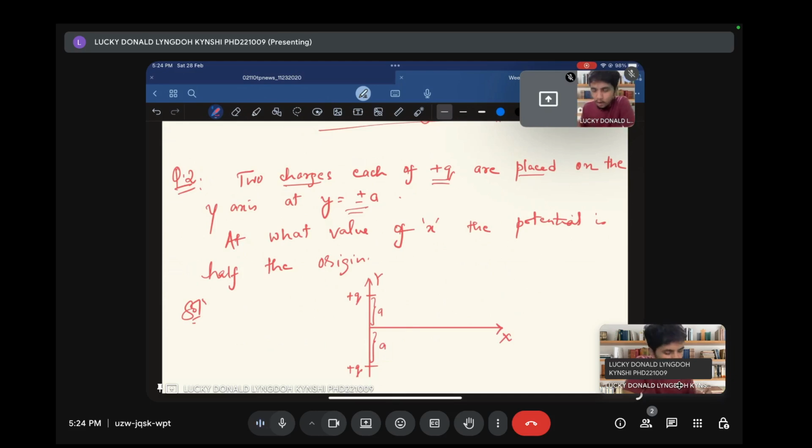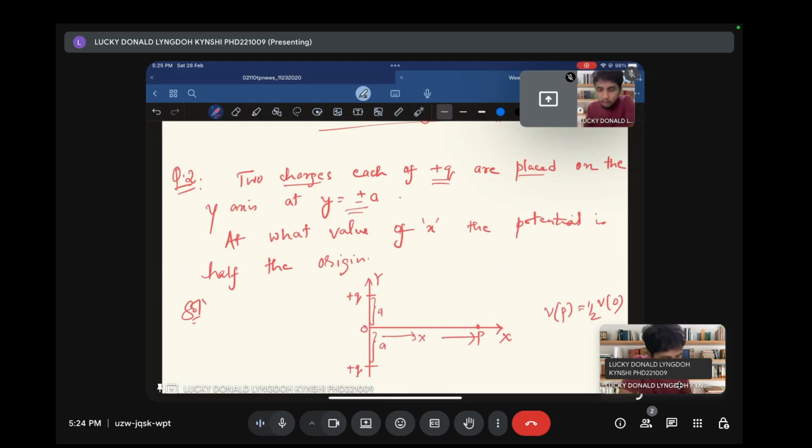Now you have to find out the potential at the point P, which is at a distance of x, such that the potential at the point P is half the potential at the origin. That means we have to find out, due to these two charges, the potential at the point P and the potential at the origin, such that the potential at the point P should be half the potential at the origin. That is the question.